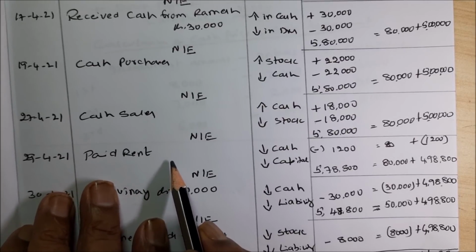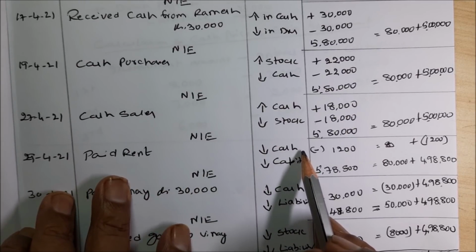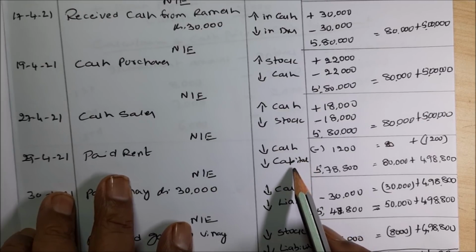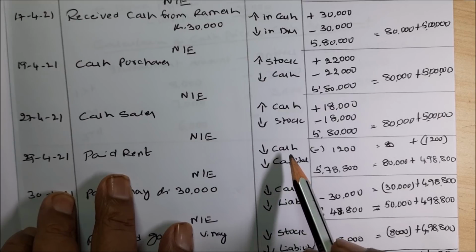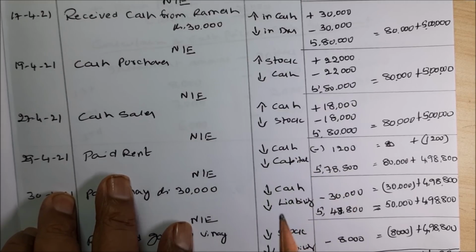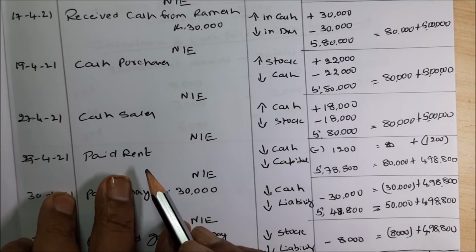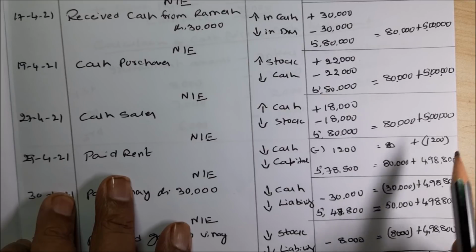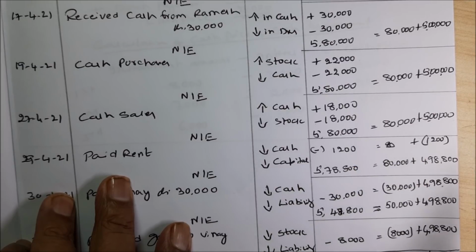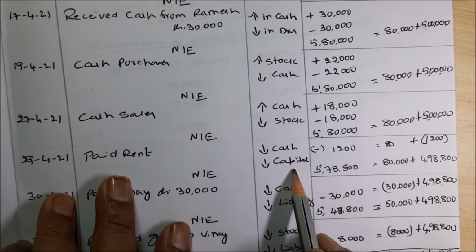Rent paid. Here you must be careful. Here you must be very careful. When you pay rent, your cash will decrease, but your capital will also decrease. Sir, you may ask how it is. Very simple. The main aim of business is either to get profit or to incur loss. When you have paid rent, then your expenditure goes. That means you are incurring expenditure, meaning it is paid out of your capital. We should assume you are paying out of your capital. Then cash decreases, capital also decreases.